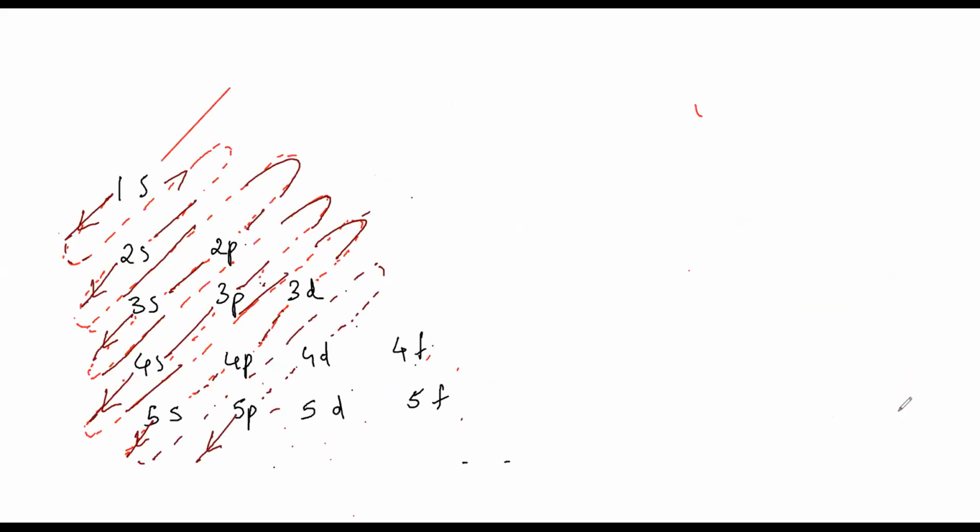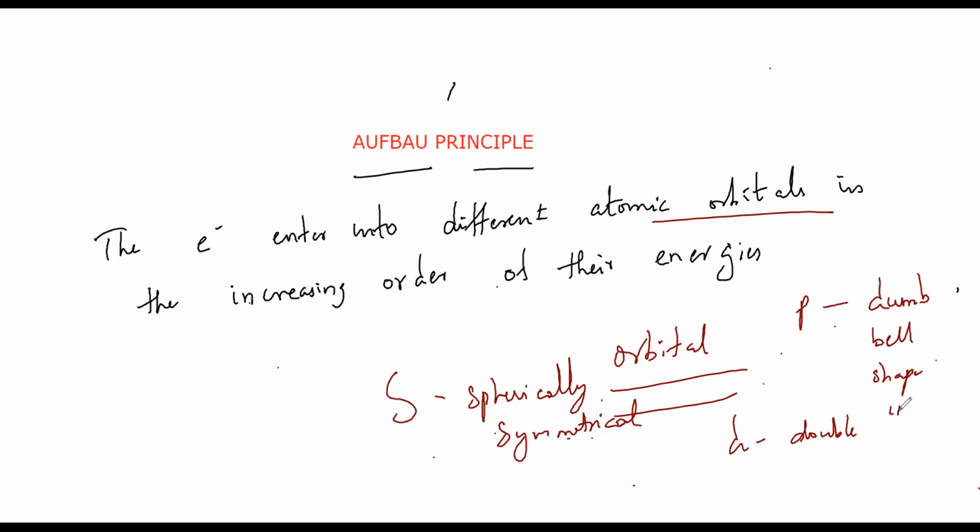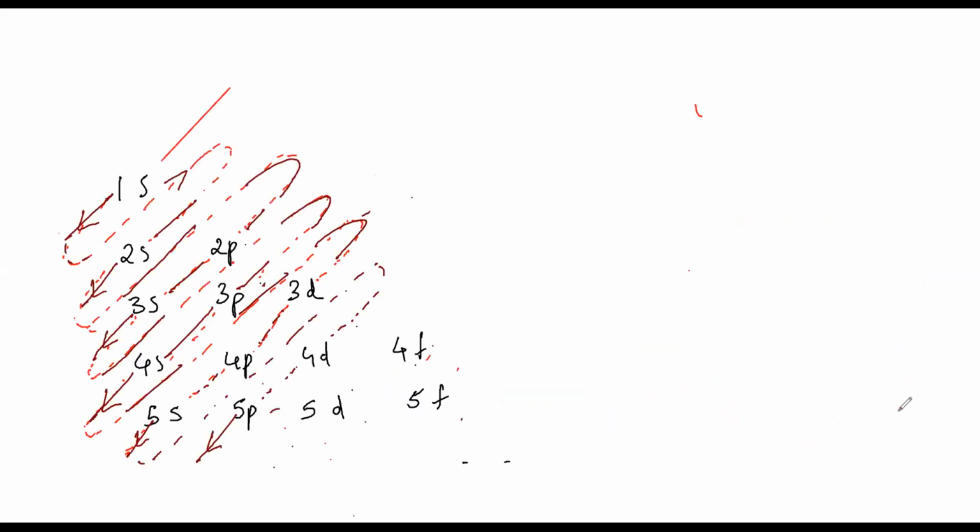Correct. So according to this Aufbau principle, the electron enters into different atomic orbitals. Which means the electron enters 1s first. Then it goes to 2s, then to 2p, then 3s. Again it comes to 3p, 4s, like that. Is it clear for everyone?